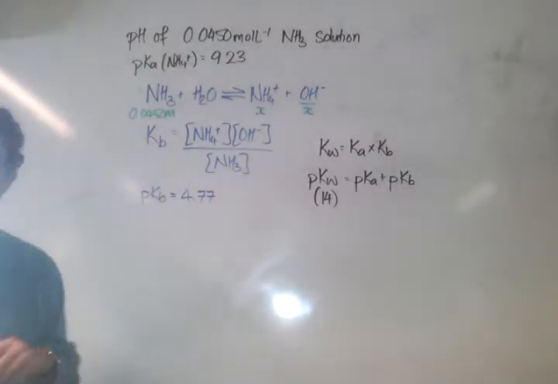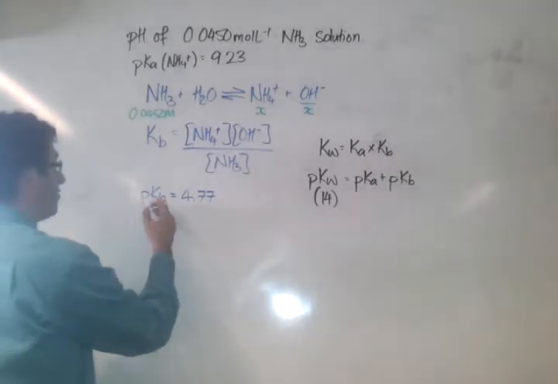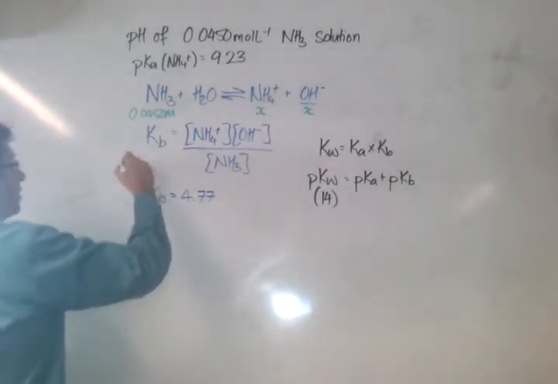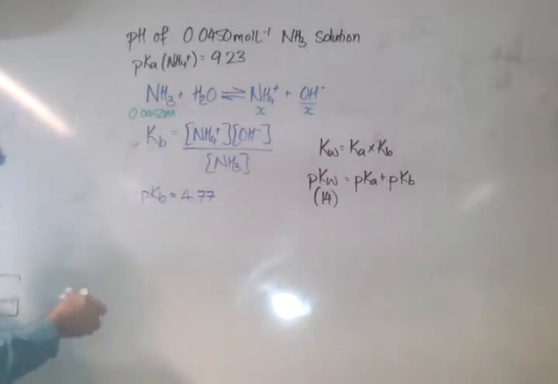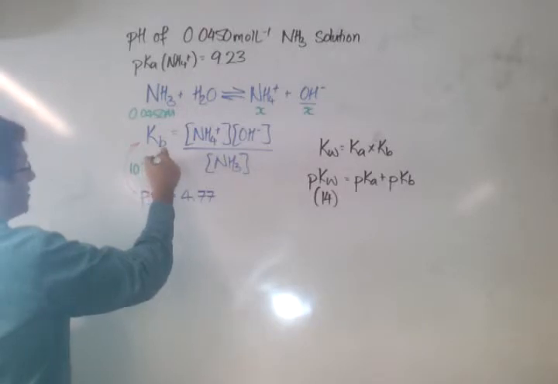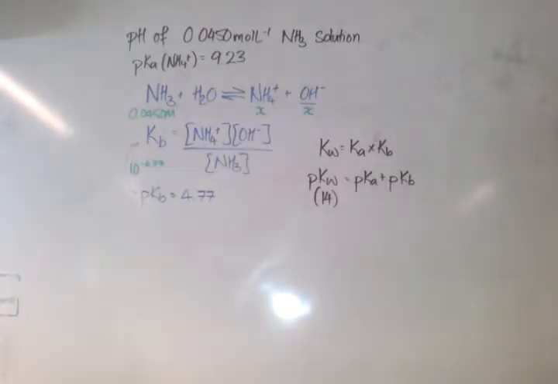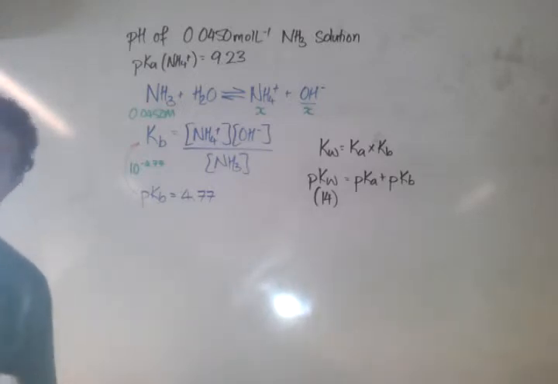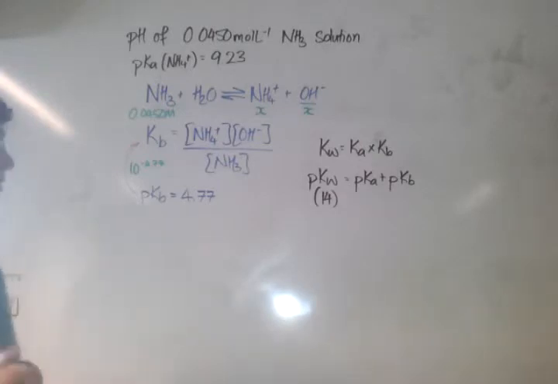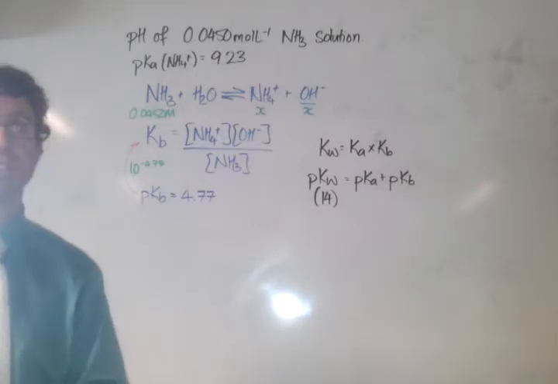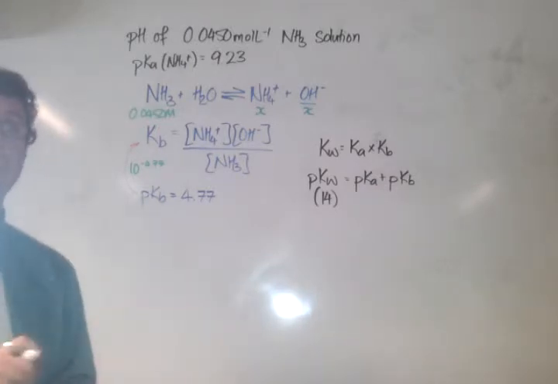So I've got my pKb. That means I can say that Kb is just going to be 10 to the power of negative 4.77. So I can put that in. Now I've got enough information that I can write an equation that will help me solve for the hydroxide ion concentration, because I'm going to need that to work out my hydronium ion concentration to then find my pH.